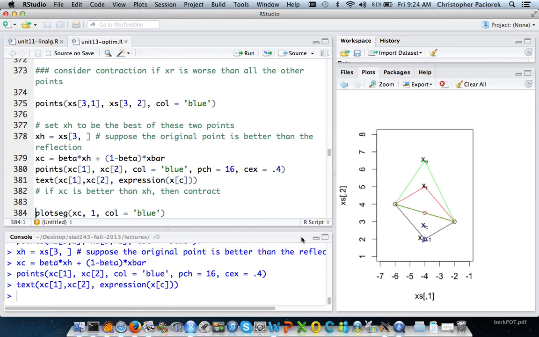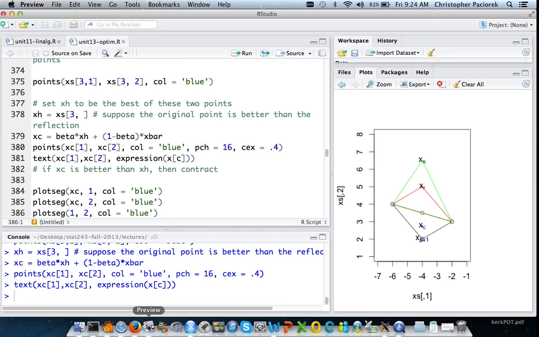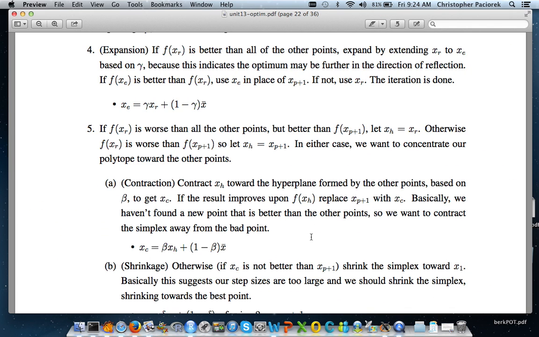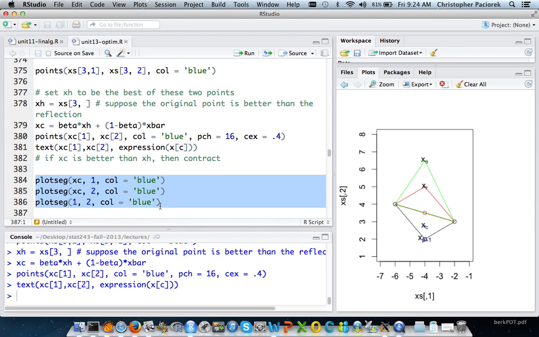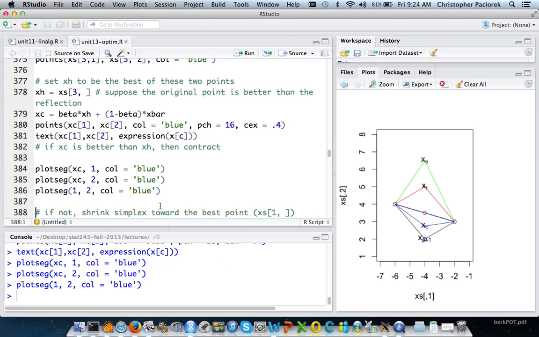And let me go back to the rules here. Okay, so contract h towards the hyperplane formed by the other points to get this x sub c. And if that's better than where I was, in this case the xp plus 1, but it could have been the xr, then I'm going to replace xp plus 1 with xc. So in terms of the picture, that says, okay, if this point is indeed better than this point, then I'm going to define a new triangle that's this blue triangle. So basically I want to contract the triangle down in this direction because this one is better than that one.